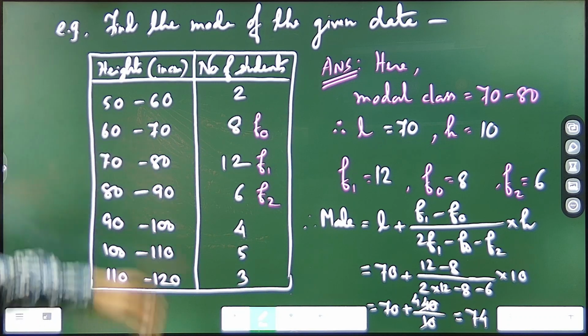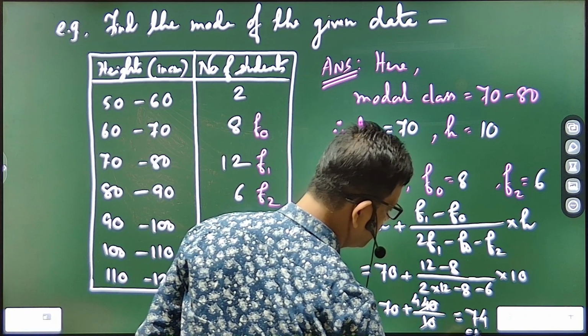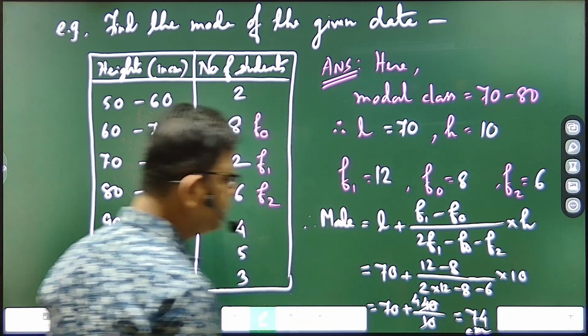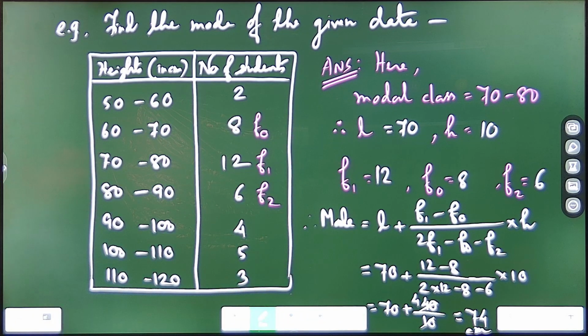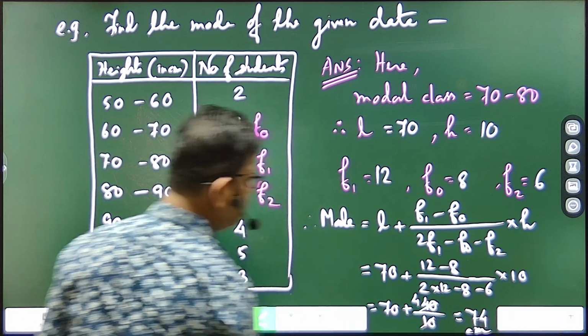And you should write the unit, as I told many times, you should take the unit from the classes. So 74 centimeter is the mode. Is it okay? Could you understand, all of you? Alright. So this is how you need to find the mode. Before I start the next topic, you all try one question from here, finding the mode. Okay, so write the next example.